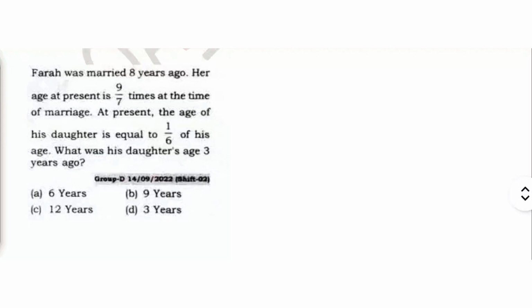Farah was married 8 years ago. Her age at present is 9/7 times her age at the time of her marriage. At present, the age of his daughter is equal to one sixth of his age. What was the age of the daughter 3 years ago? Important problem, by the way.